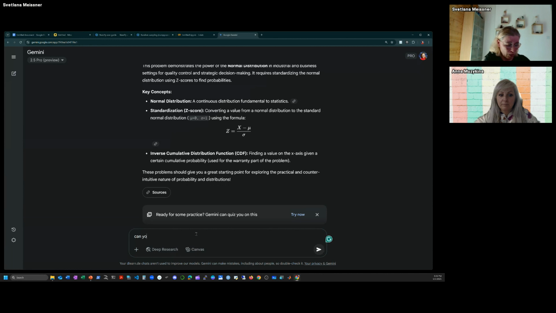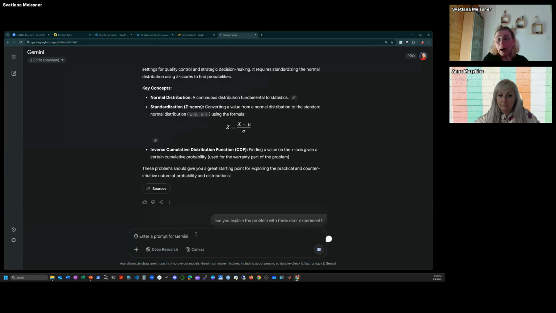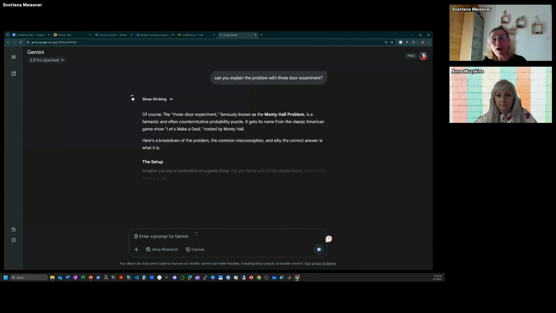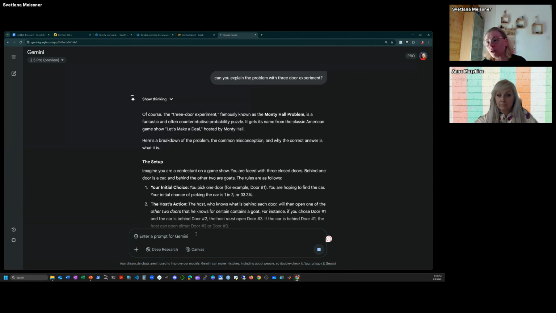Can you explain the problem with 3 doors experiment? We'll check. But again, behind one of the doors perhaps there is a car that you can win, and the other 2 doors just have goats or something not interesting. And then the Monty Hall problem. Just let me see whether it gives the same.